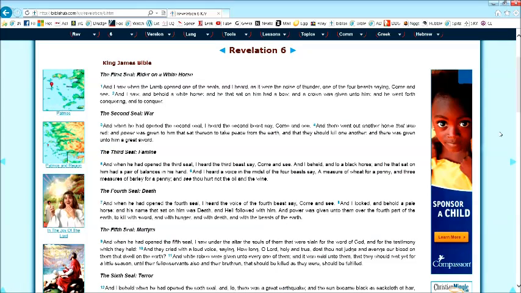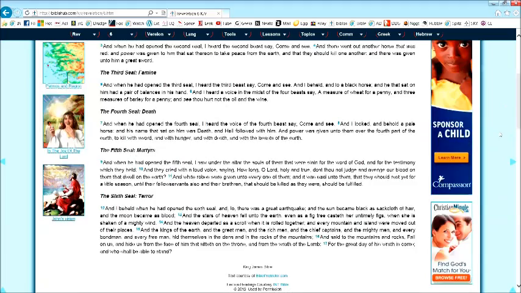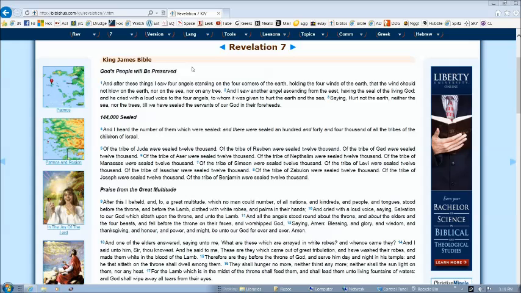In chapter 6, every single verse starts with and, except for verse 17, which is still talking about the previous verse. Chapter 7 has a few verses that don't start with and, but when you read them in context are still talking about the previous verse. Saying, hurt not the earth, still talking about the previous verse. Verses 5, 6, 7, and 8 are still talking about the 144,000 of the previous verse. Verses 15, 16, and 17 are still talking about the great multitude which you see in verse 14.